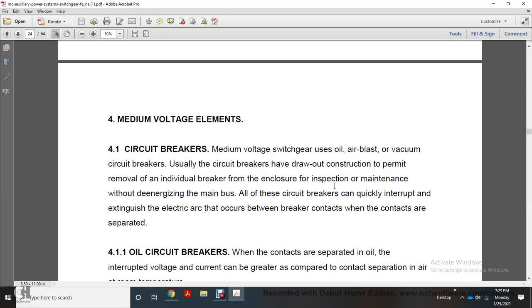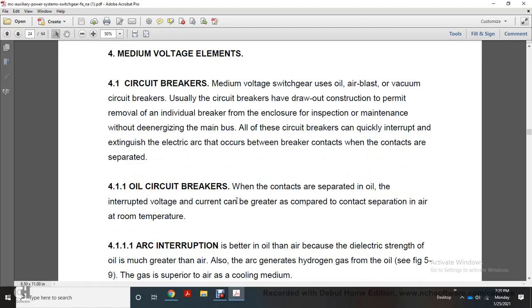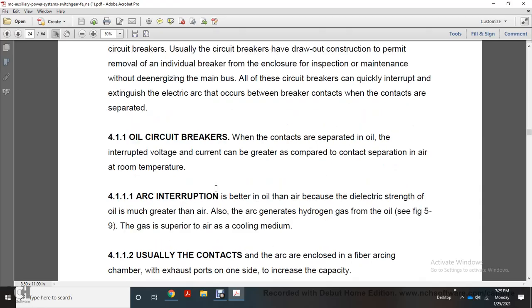All these circuit breakers can quickly interrupt, extinguishing the electric arc that occurs between breaker contacts when the contacts are separated. Oil circuit breakers: when the contacts are separated in oil, the interrupted voltage and current can be greater compared to contact separation in air at room temperature. Arc interruption is better in oil than in air because the dielectric strength of the oil is much greater than air.